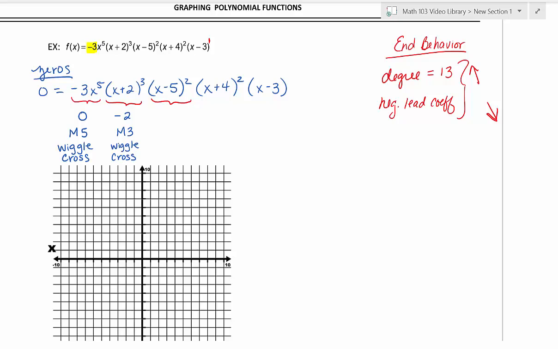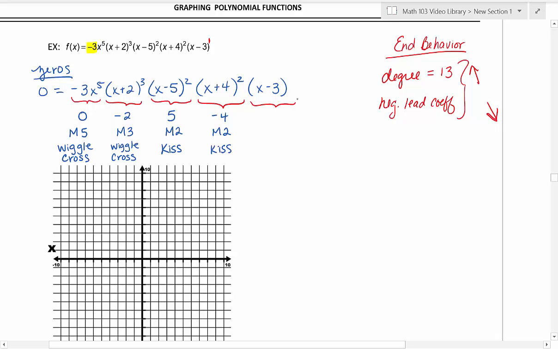Our next factor is x minus 5. This gives us a 0 of positive 5. Its multiplicity is 2, which is an even number. So our graph is just going to kiss the x-axis there. Our next factor is x plus 4. This gives a 0 of negative 4. It has a multiplicity of 2. That multiplicity is even, so we're going to kiss the x-axis at negative 4.